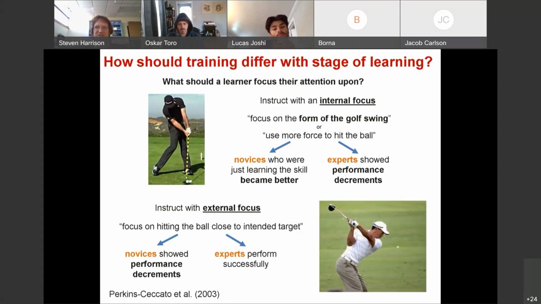If you give this instruction to an expert, you will see them perform expertly. There will be no decrements, and if you give the right instruction, you'll actually see improvements. You'll see steady improvements in performance.